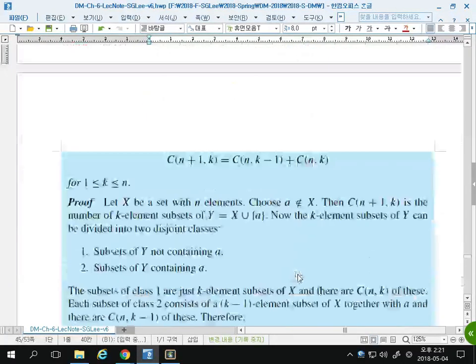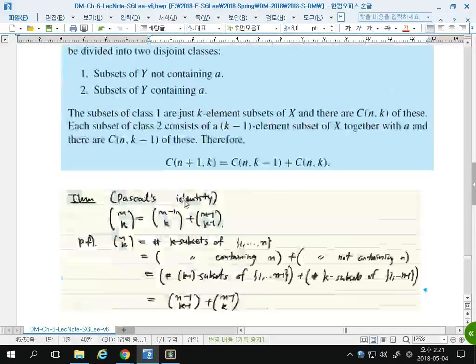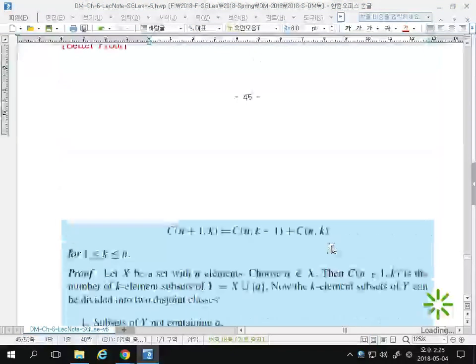But there's a better proof. This is a better proof. Actually, this is a better proof. Who can explain this? Okay.